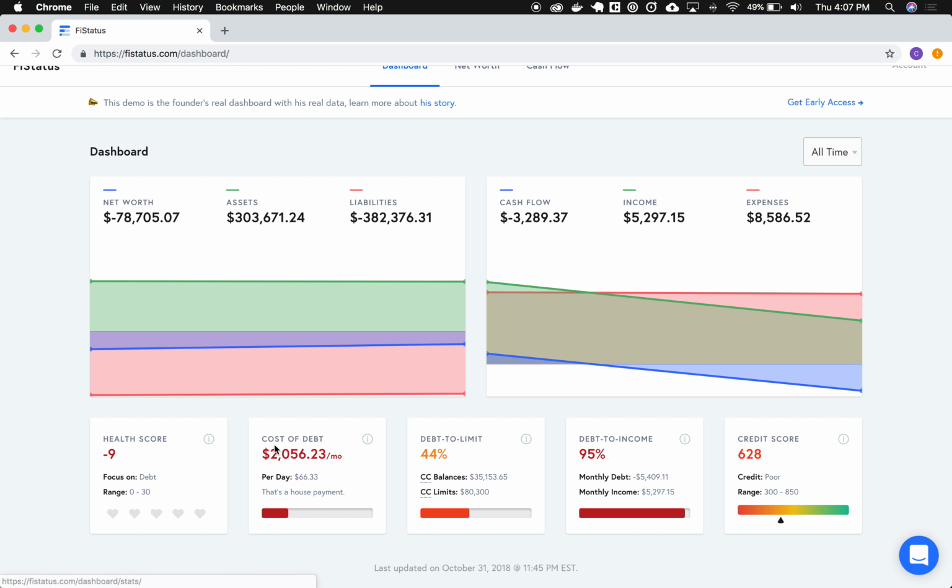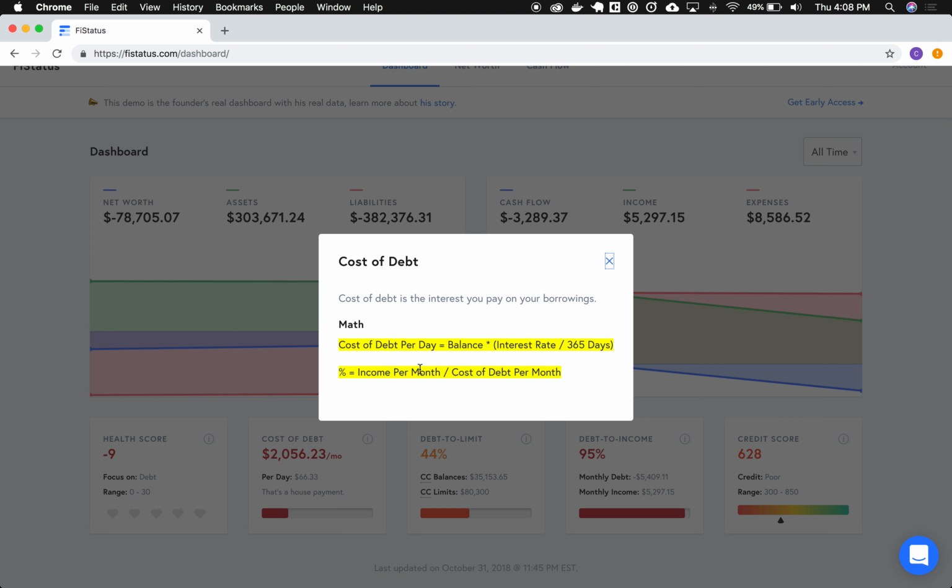Let me go to cost of debt. So this is actually what is costing me a month to maintain this debt. And one of the things I do is I include the math on these, right? So you can understand where this information is coming from. So cost of debt per day is the balance of all my debt, times the interest rate, divided by how many days in a year. So the percentage of what this chart is here is basically income per month divided by the cost of debt per month.